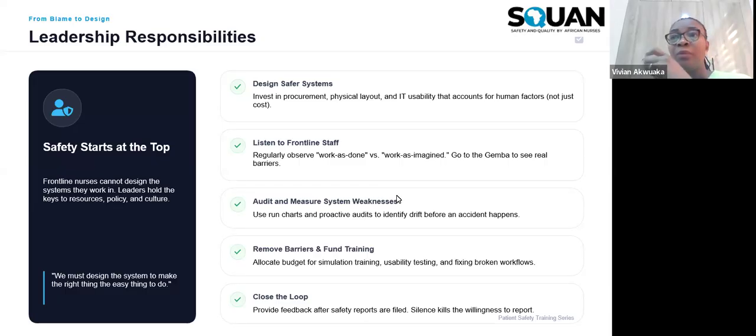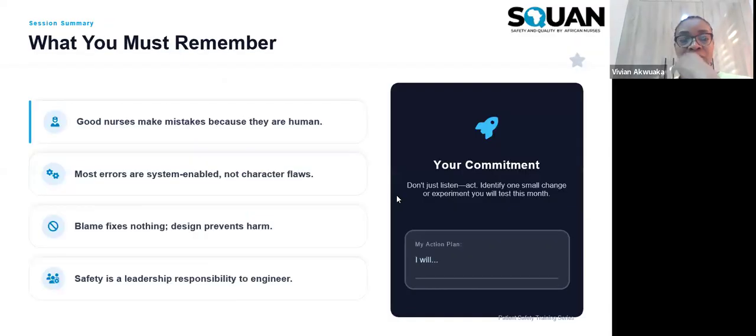So when we provide feedback, we also need to listen as well, right? And then when we provide feedback to the staff and they give us feedback, we need to work on what they've said and give them a response to say, okay, this is what we are doing about it. This is what we're doing about your concerns, and let it be real rather than just lip service.